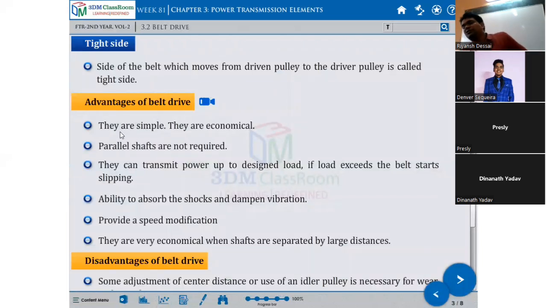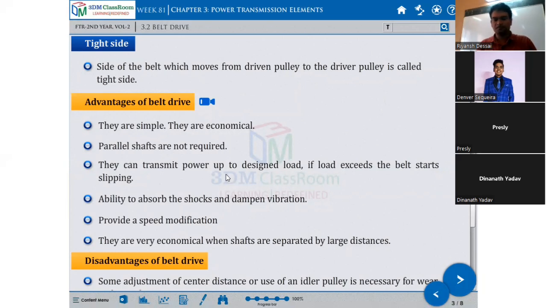The advantage of this type of belt drive is that they are simple and economical. Parallel shafts are not required. They can transmit power up to the design load. If the load exceeds, the belt starts slipping. Whatever load the belt is designed for, it transmits that load. If it exceeds, the belt will slip.